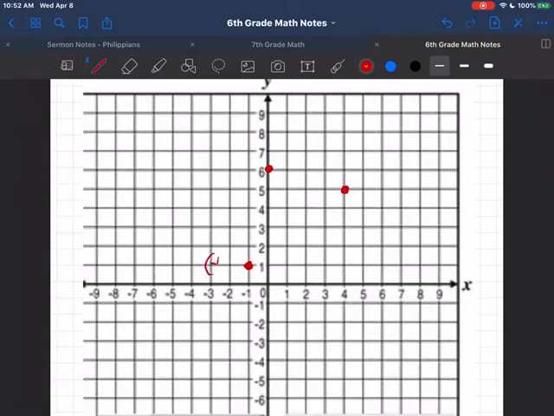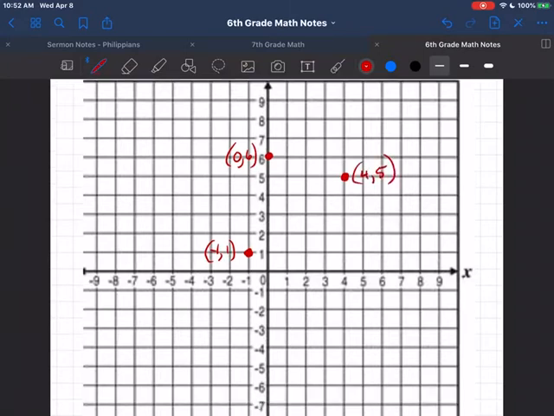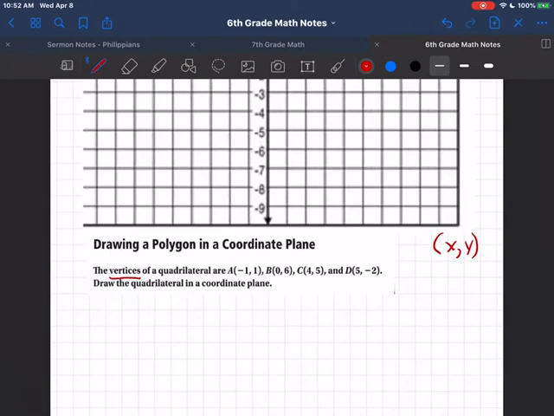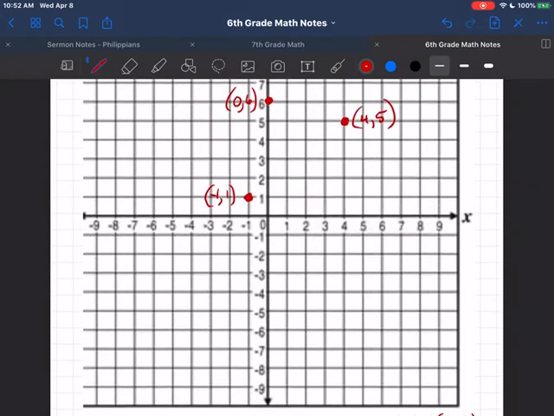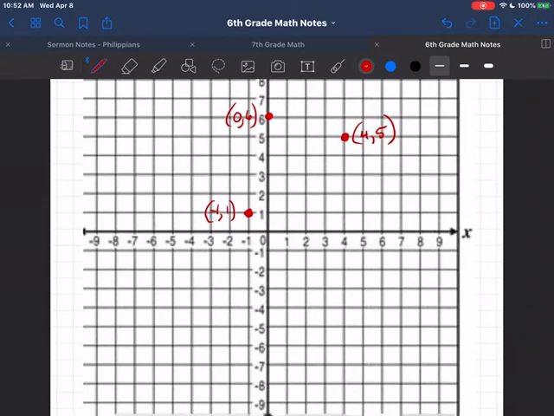Okay. And we can label these. That's always fun. (-1, 1). In fact, they probably want you to do that. (0, 6). And this would be (4, 5). Okay. Now we have one more point, which is (5, -2). That means to the right 5, and -2 means down 2. So there you go, (5, -2) goes right there. And that'd be (5, -2).